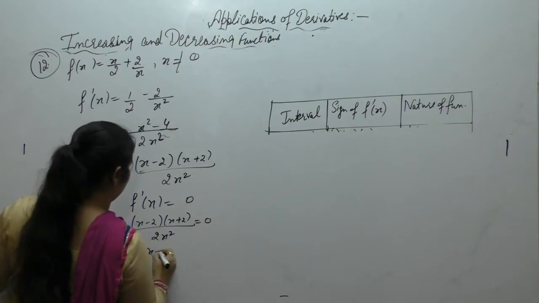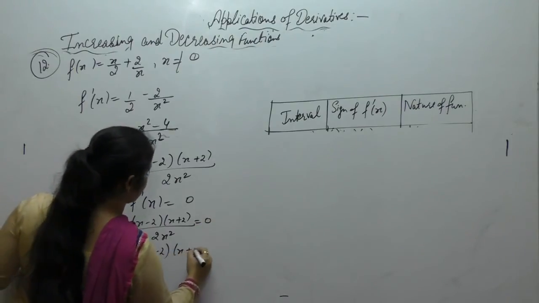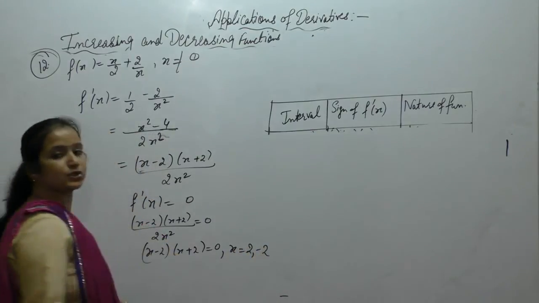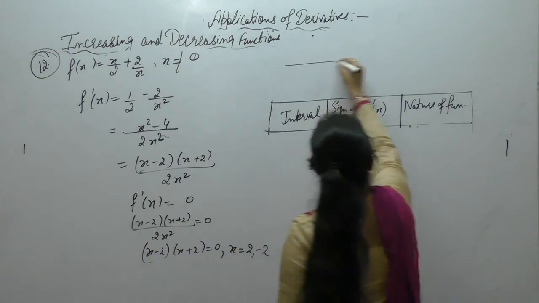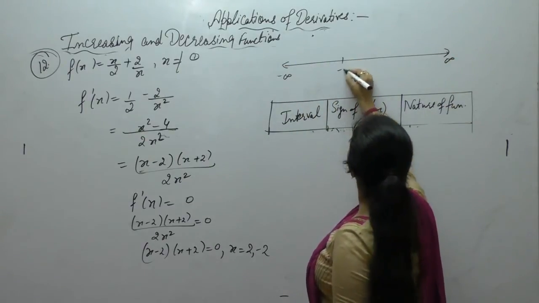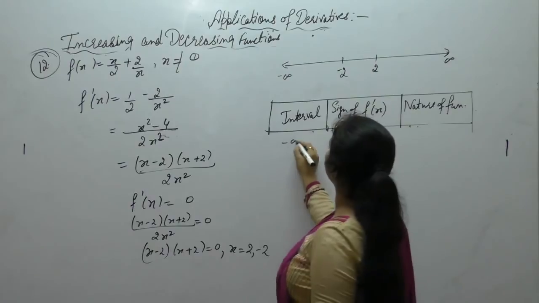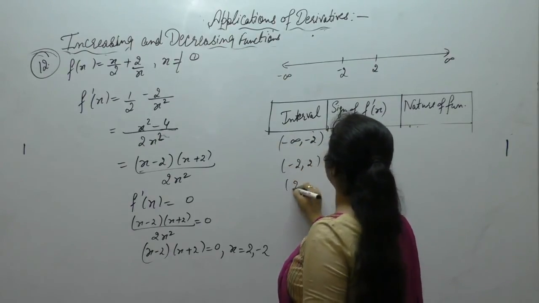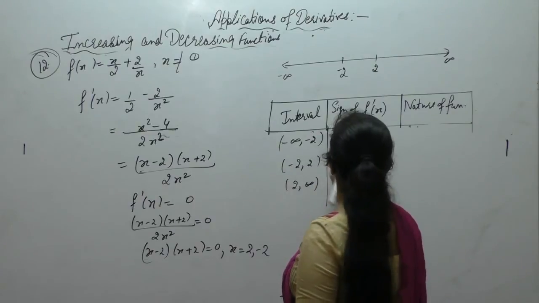So what we get? (x - 2)(x + 2) = 0. So we get x as 2 and -2. Now draw these points on the number line: -2 and 2. The intervals are -infinity to -2, -2 to 2, and 2 to infinity.